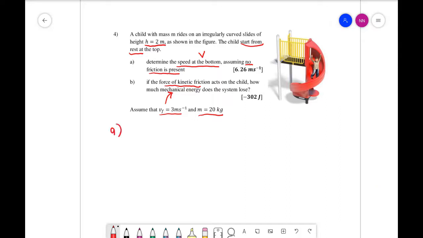A, assumption yang dibuat adalah no friction. And then kita kena cari V final. Final speed at the bottom. So untuk yang ni kita boleh apply conservation of energy. Total energy initial equals total energy final.